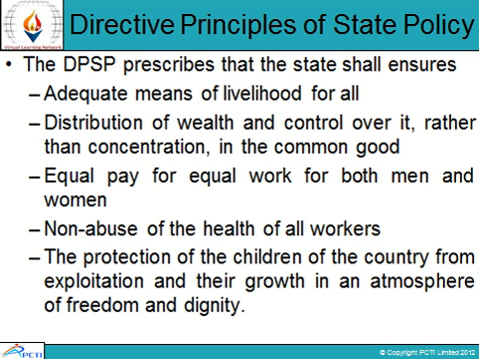The directive principles of state policy prescribe that the state shall ensure adequate means of livelihood for all, distribution of wealth and control over it rather than concentration in the common good, equal pay for equal work for both men and women, non-abuse of the health of all workers, and the protection of children of the country from exploitation and their growth in an atmosphere of freedom and dignity.